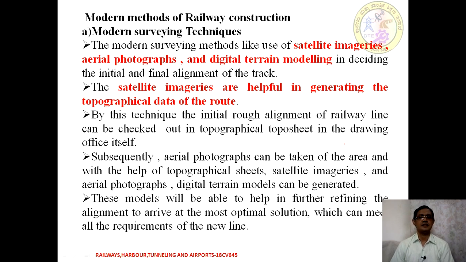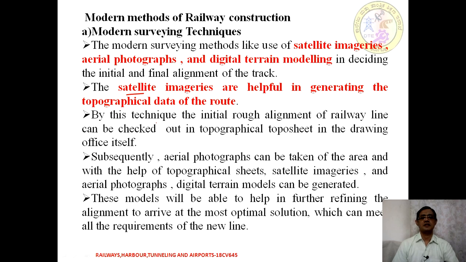Next is satellite imagery, which is helpful in generating topographical data of the route. That is what we call satellite imagery or remote sensing data. By this technique, the initial or rough alignment of a railway line can be checked on its topo sheet in the drawing office itself. It means there is no need to go to the field, and no investment of manpower or time. So, directly we can analyze the rough alignment for the given topo sheet in the office itself.